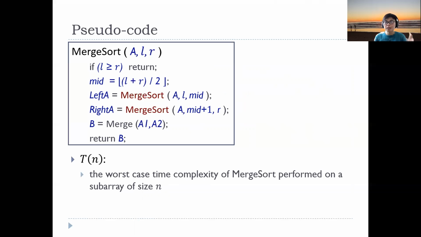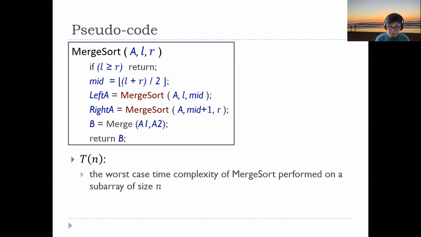So conceptually, MergeSort is a very simple algorithm. Every time you cut it by half, and then solve the left part and the right part recursively. Solve this and this recursively, and then use the merge procedure we just described, merging the solutions together into a single sorted array. All right. So let's now look at the time complexity of this algorithm.